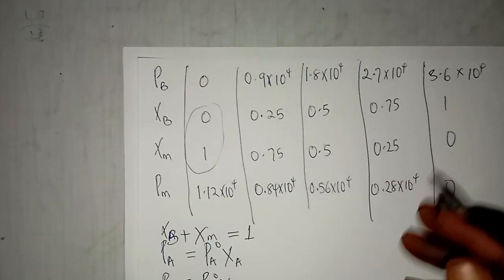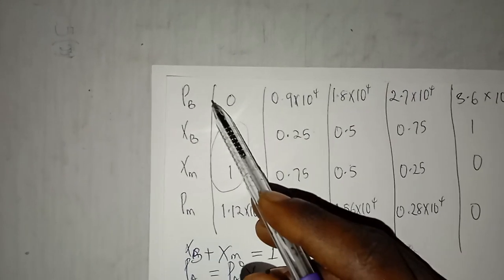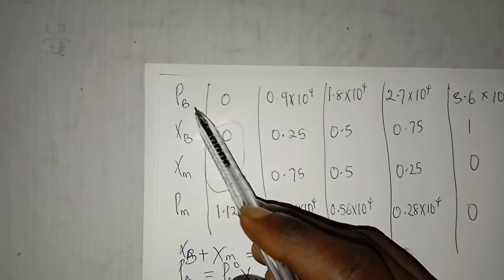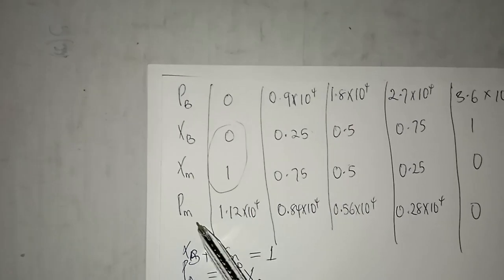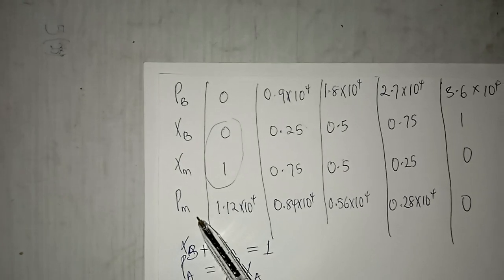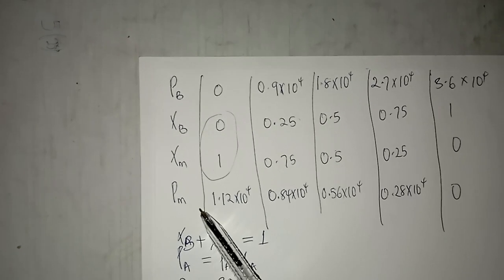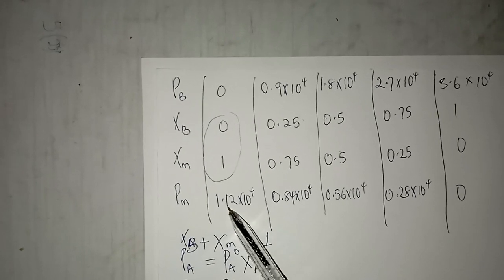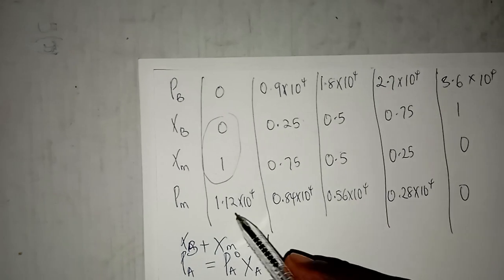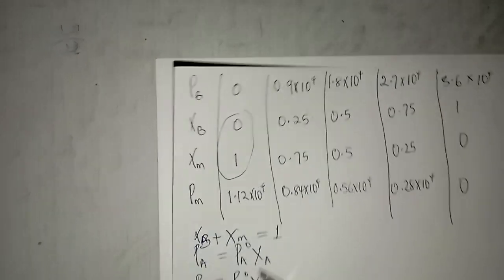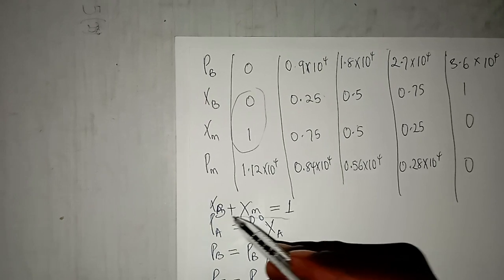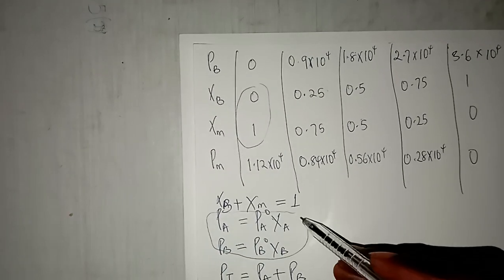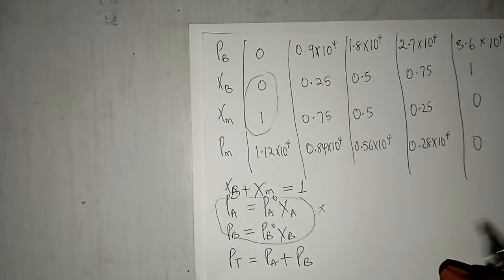So in this case, let's say they've given you partial pressure of benzene, and then the partial pressure of methylbenzene. That is the vapor pressure. So in this case, you don't need to employ this formula again. So that means it has already been solved for you. All you just need to do is to find the P total.